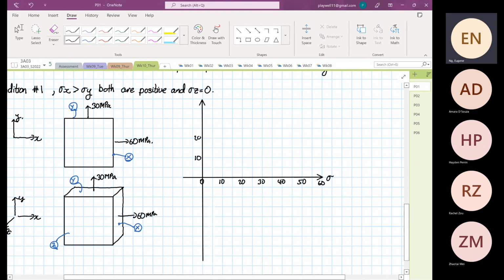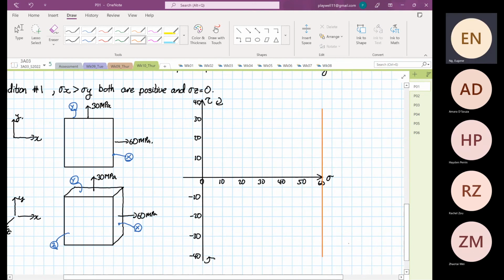Then 20, 30, 40, minus 10, minus 20, minus 30, minus 40. Shearing stress, element rotate clockwise, element rotate anti-clockwise. So we know that our normal stress X is at 69. So I'm going to draw a 69.